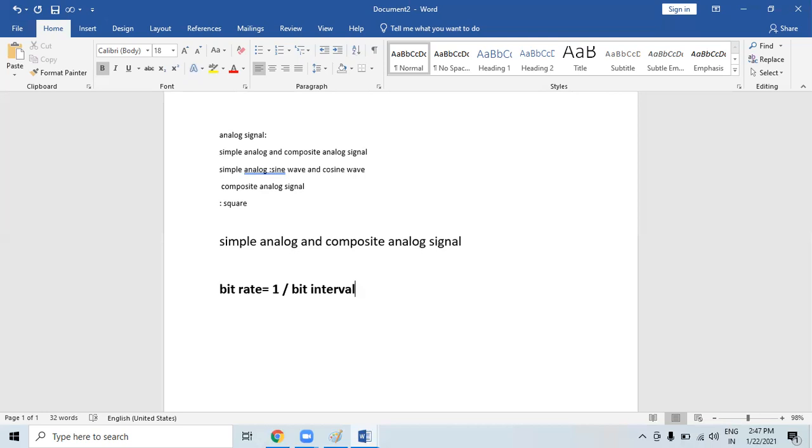Bit interval is the time corresponding to one signal element, 0 or 1. So the time corresponding to a 0 or 1 is the bit interval, or the bit length. Bit rate is also called the signaling rate and is defined as the number of bits which can be transmitted in a second. If the bit duration is the bit interval, then bit rate will be 1 upon Tb.